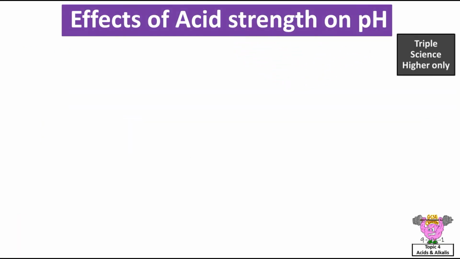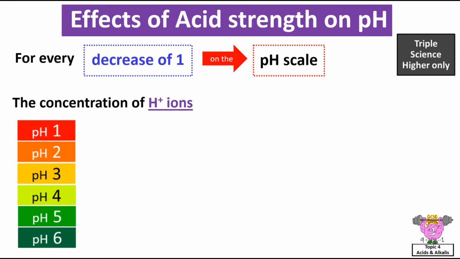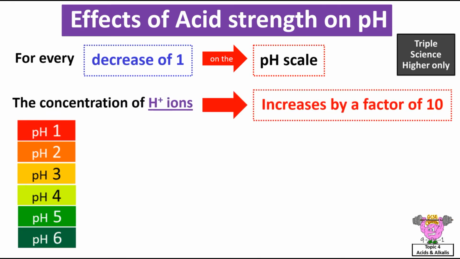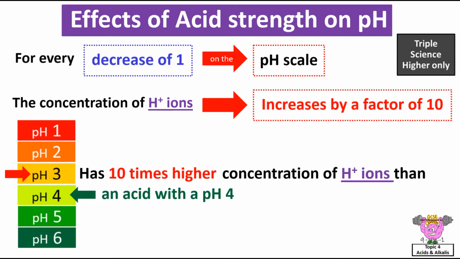Effects of acid strength on pH. For every decrease of 1 on the pH scale, the concentration of H+ ions increases by a factor of 10. For example, pH 3 has 10 times higher concentration of H+ ions than an acid with a pH of 4.